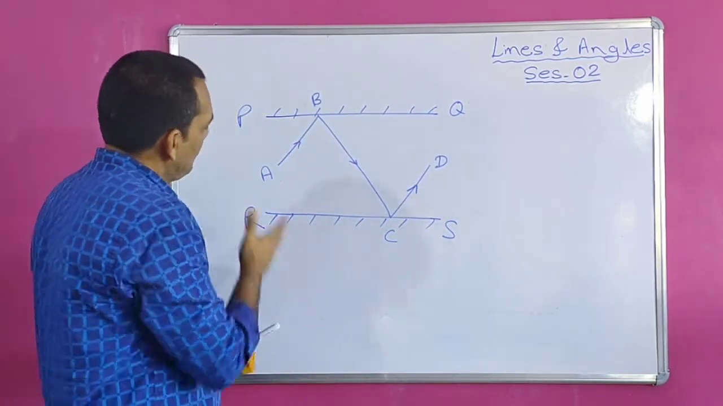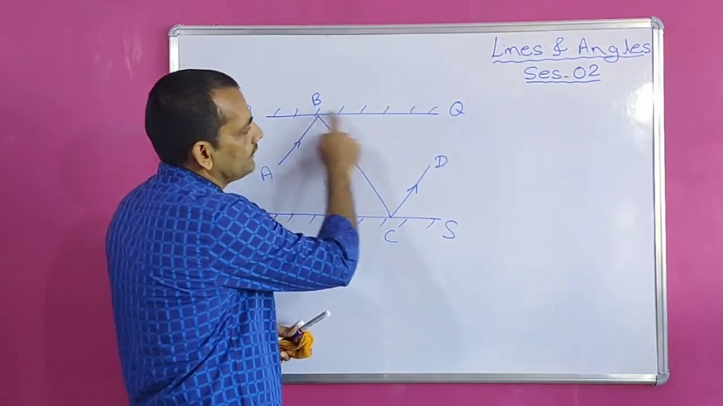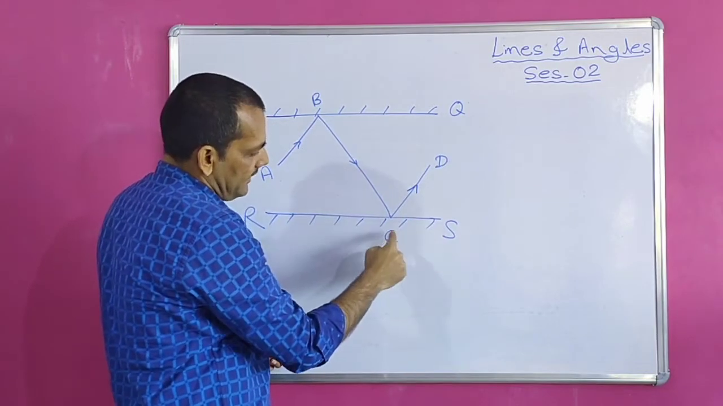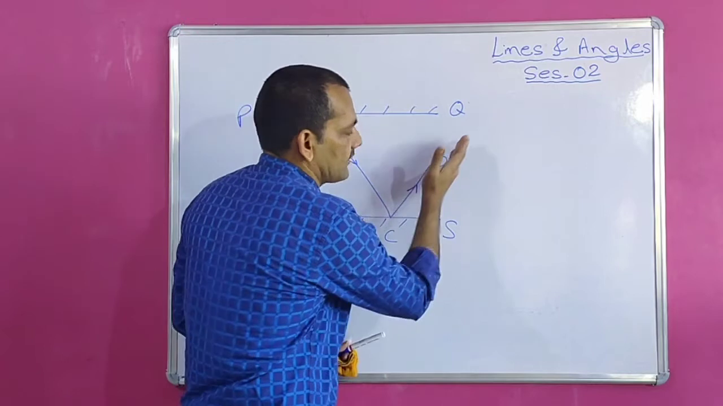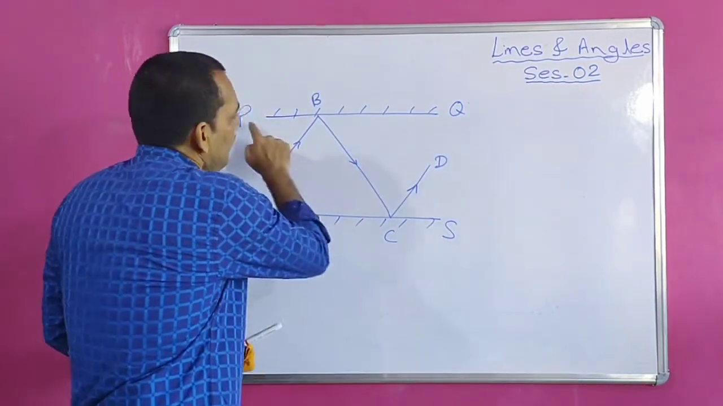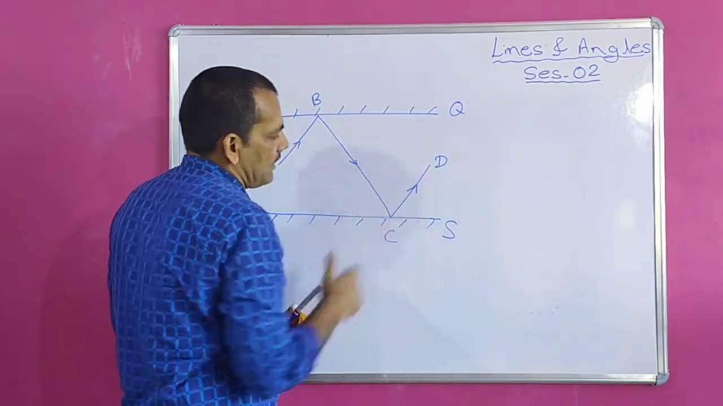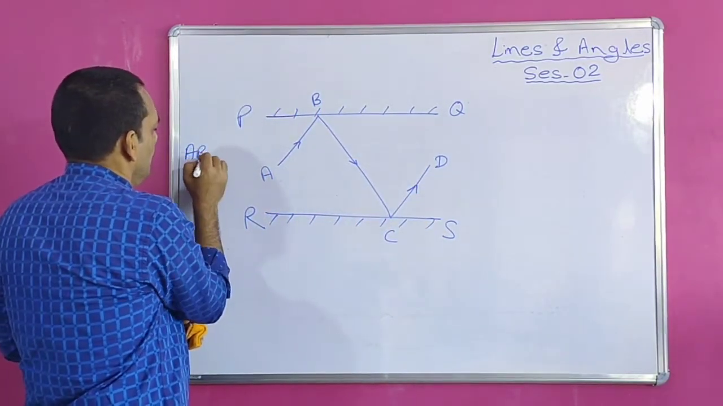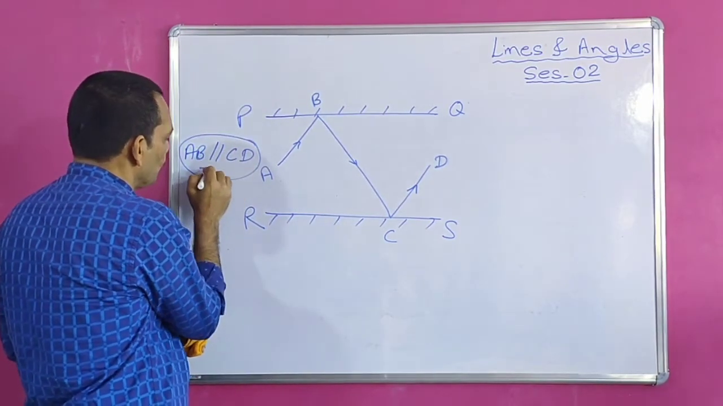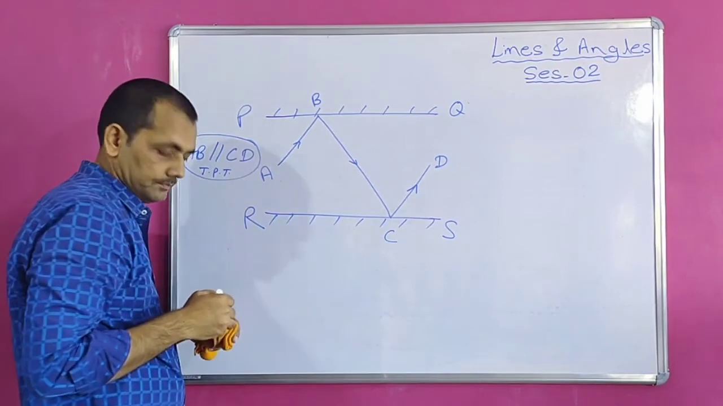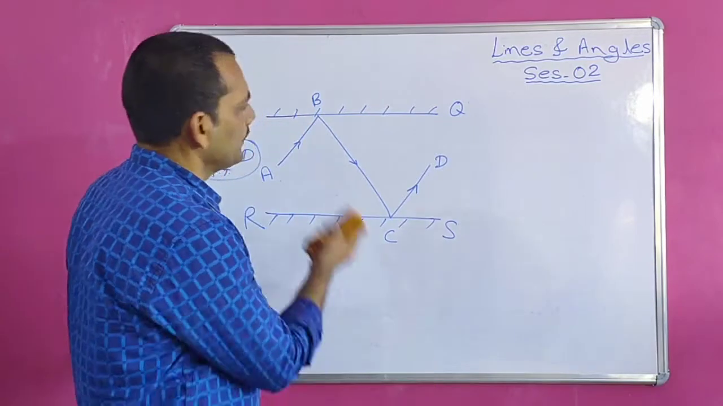So a light ray starts in direction AB, falls on this mirror, gets reflected, comes to that point C, and from here is again reflected in direction CD. If PQ is parallel to RS, we have to prove AB is parallel to CD. By pausing the video, you can solve it, but we are going through the method.